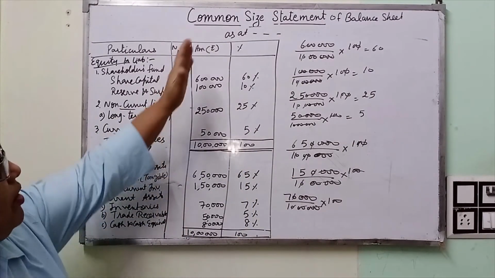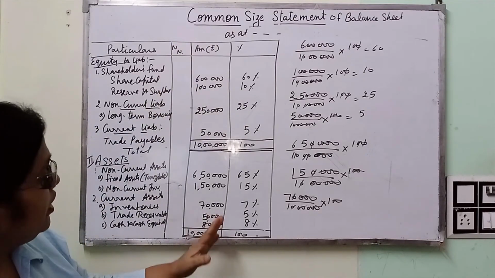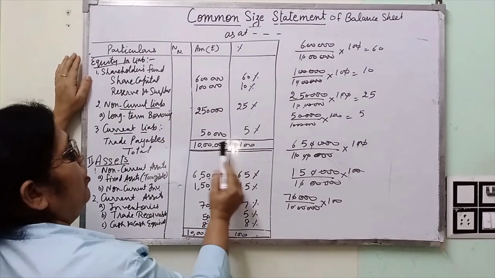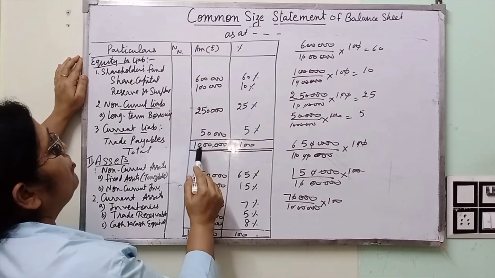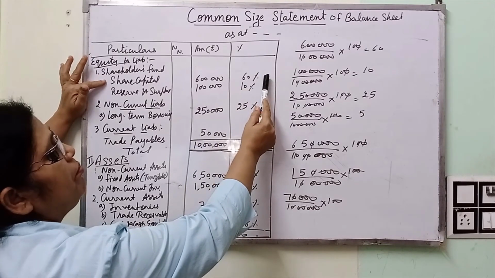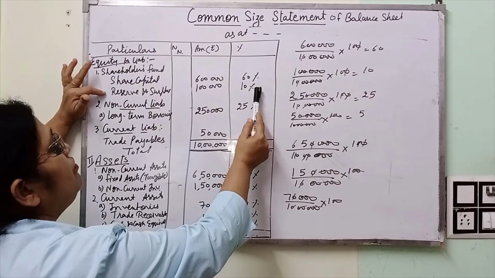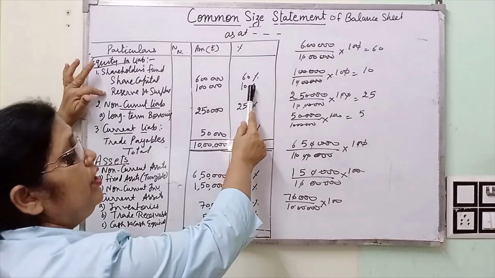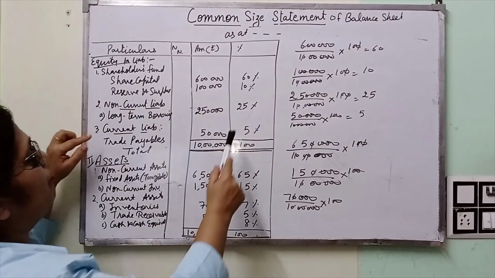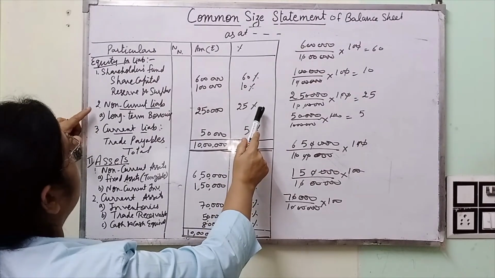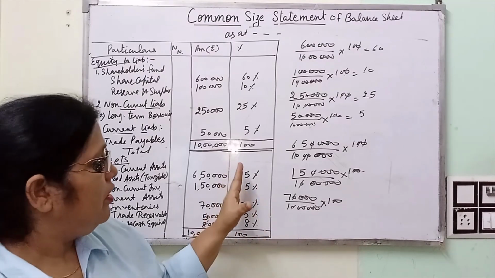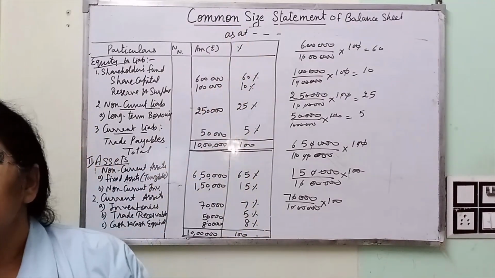So this is all about the common size statement. In this way you can compare. If we have total liabilities of 10 lakh, then out of this 60% belongs to shareholders' fund, share capital. 10% is the amount which is kept aside as a reserve. It also belongs to shareholders' fund. In the same way, 25% of total liabilities are long-term borrowings. You can compare this. In this way, we can solve a common size statement.